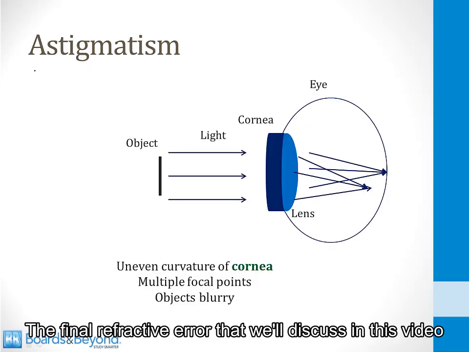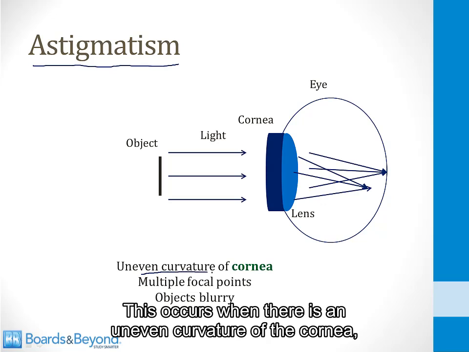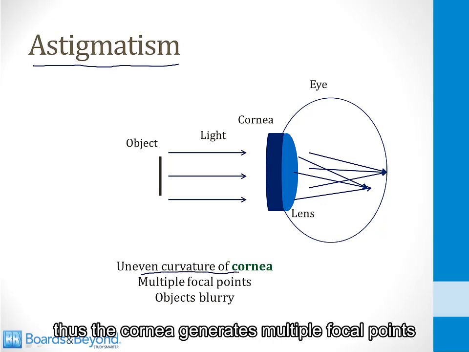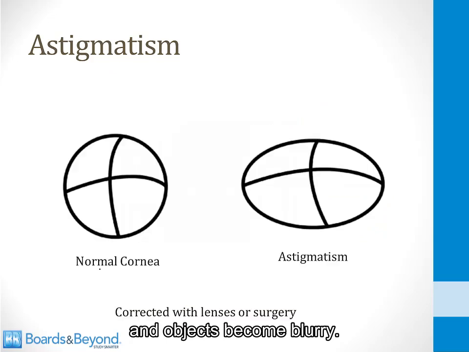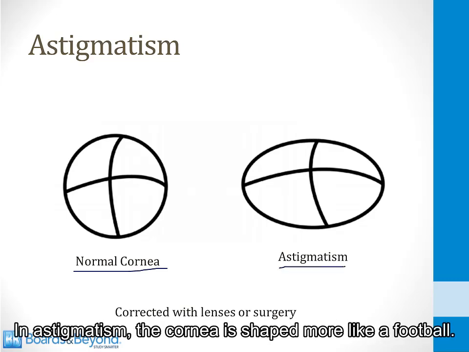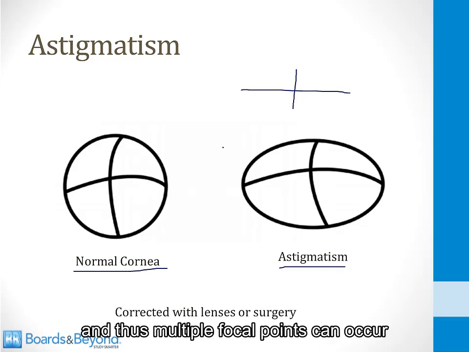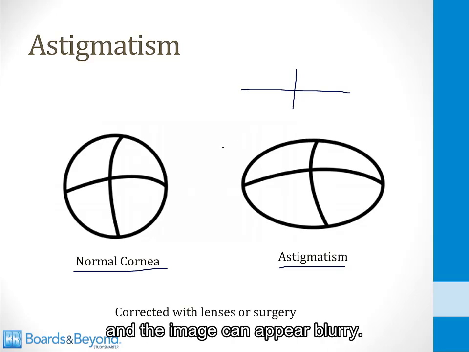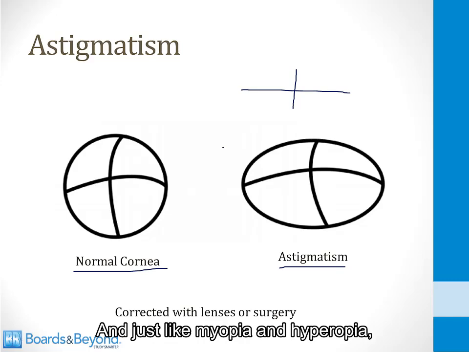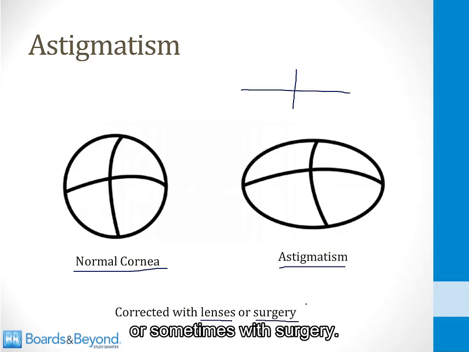The final refractive error that we'll discuss in this video is called astigmatism. This occurs when there is an uneven curvature of the cornea. Thus, the cornea generates multiple focal points and objects become blurry. A normal cornea is circular, like what I've shown on the left side of the screen. In astigmatism, the cornea is shaped more like a football. This means that light will be focused differently in this plane compared to this plane, and thus multiple focal points can occur and the image can appear blurry. And just like myopia and hyperopia, astigmatism can be corrected with lenses or sometimes with surgery.